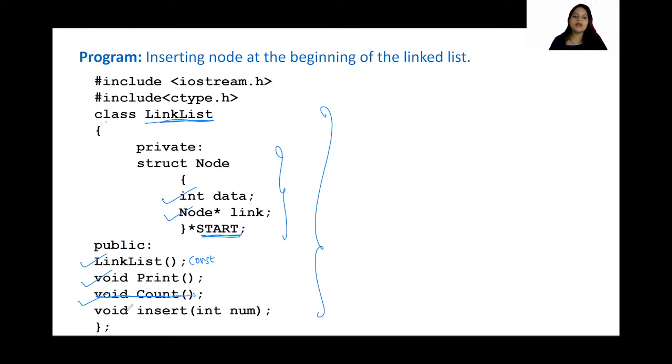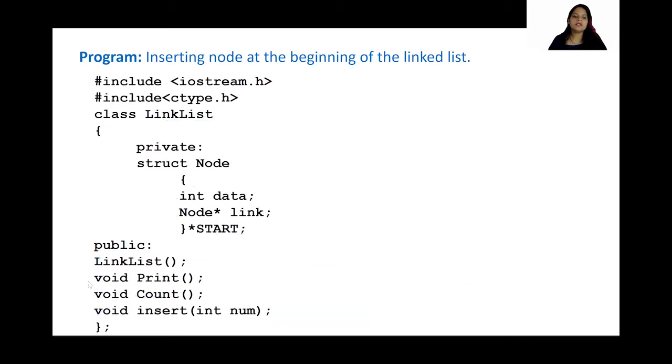And then I'm going to have void insert. This particular function is going to add the node at the beginning of the linked list. Right. So these are the four functions we are going to see. Let's see them one by one with an example.